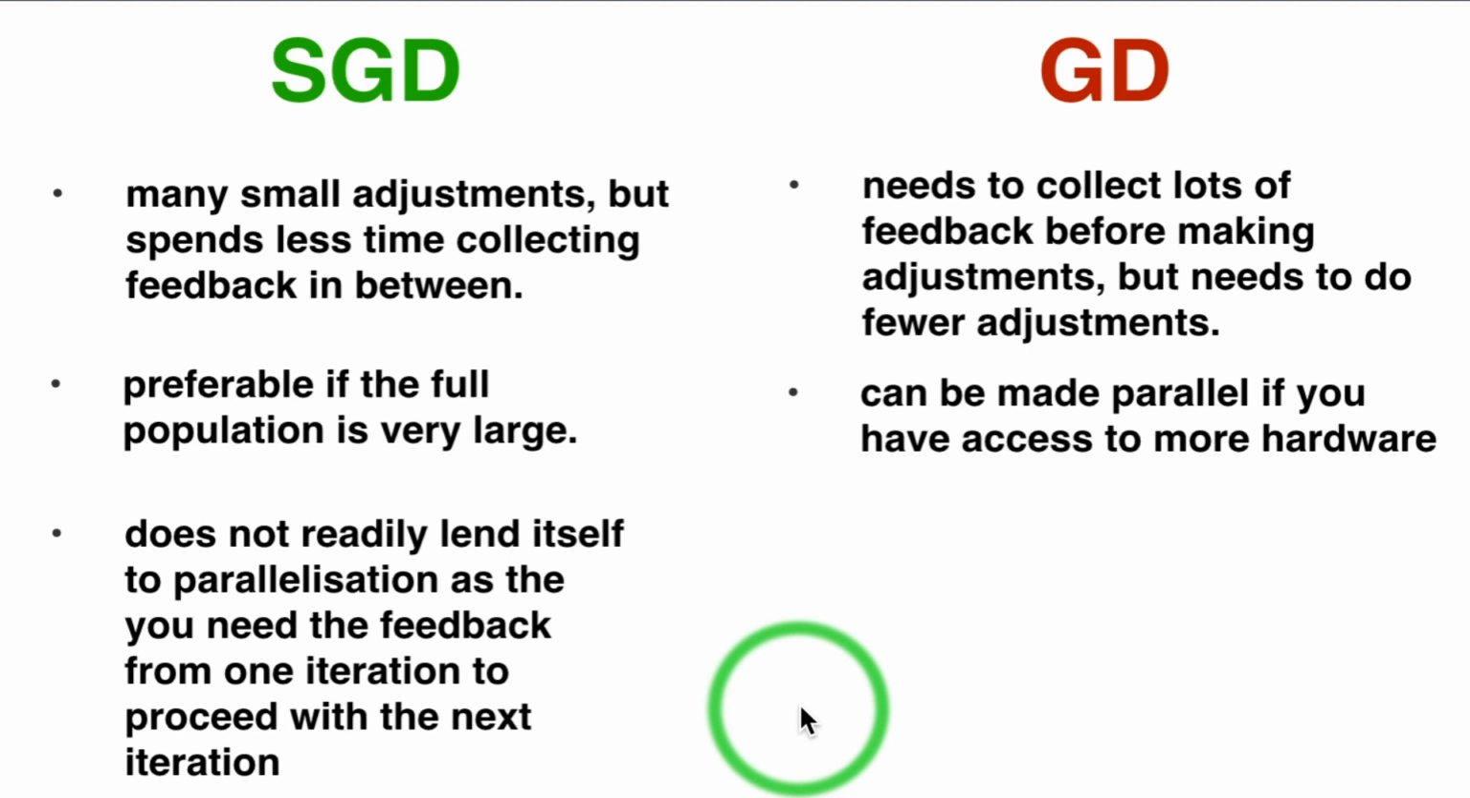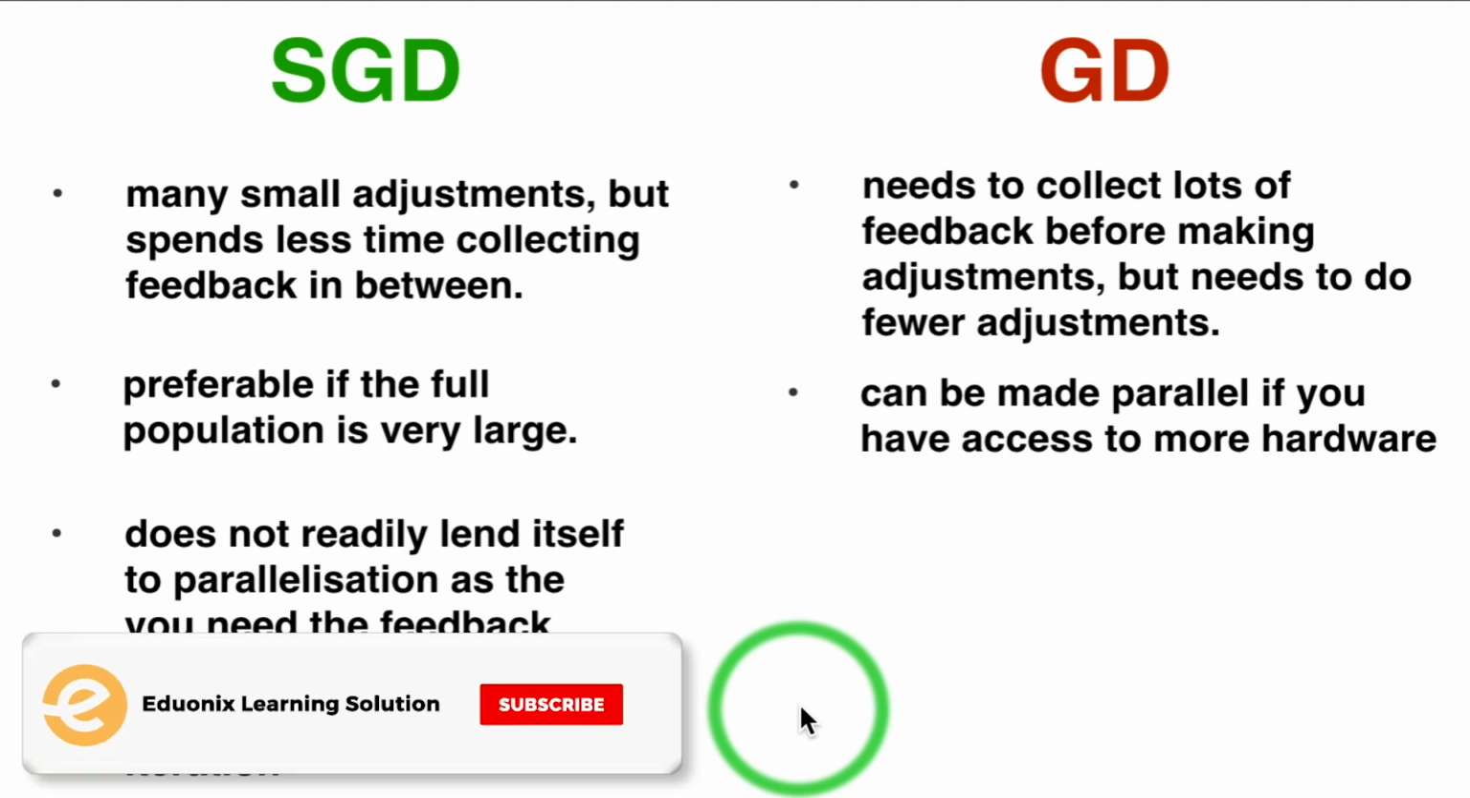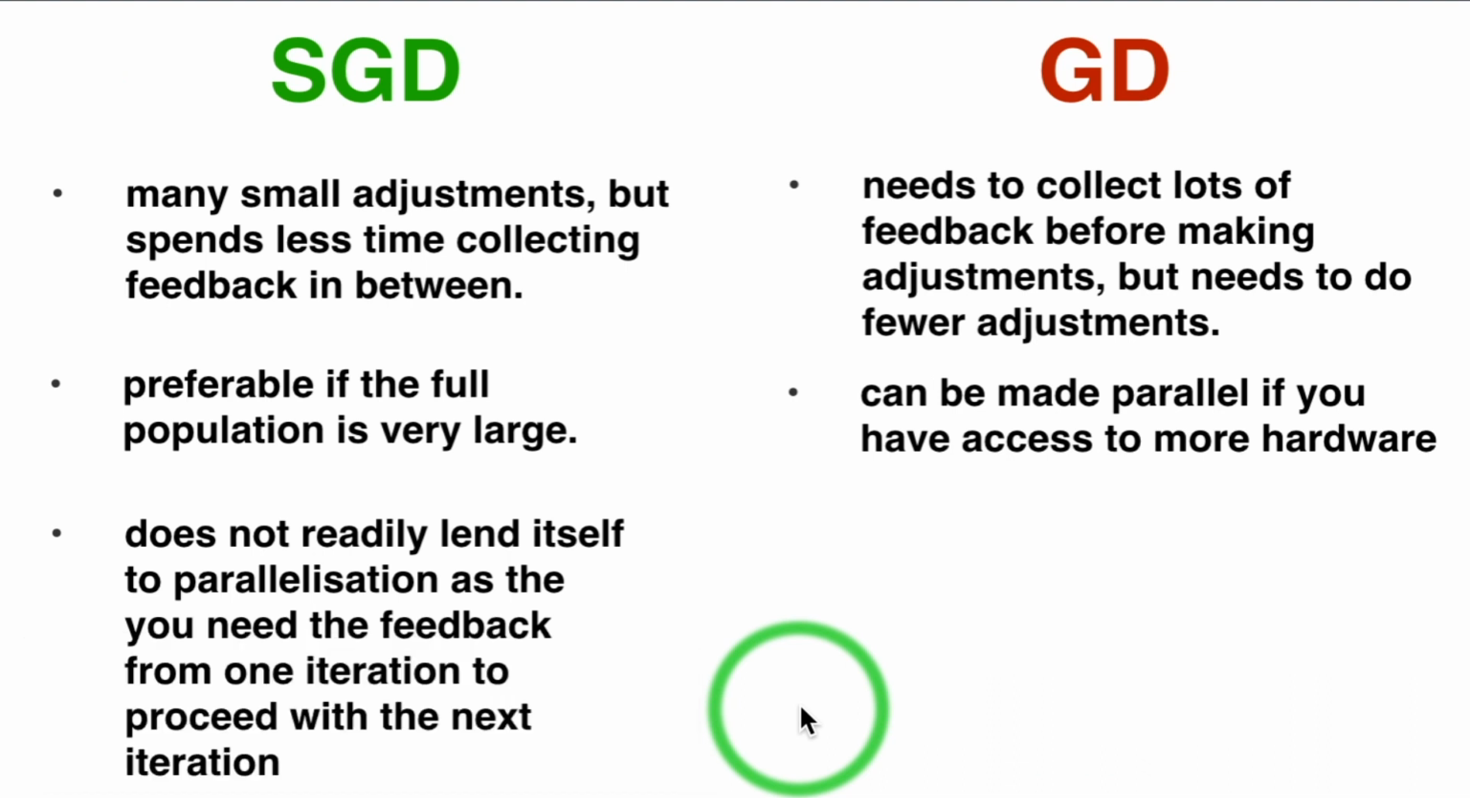Finally, with gradient descent, obviously you need to collect a lot of data, a lot of samples before taking your decision, but you need fewer steps. And parallelization in this case is very straightforward. And this is an advantage, especially if you have a lot of hardware at hand. This brings us to the end of this section and video. And in the next one, we are talking about learning rate, a very important hyperparameter that is key to high performance.